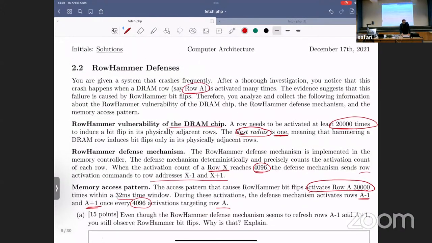So, okay, any guesses? Go ahead. Is it because the row addresses are? It's very close. Yeah, you're getting there.